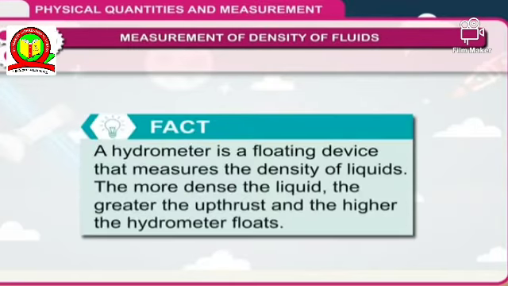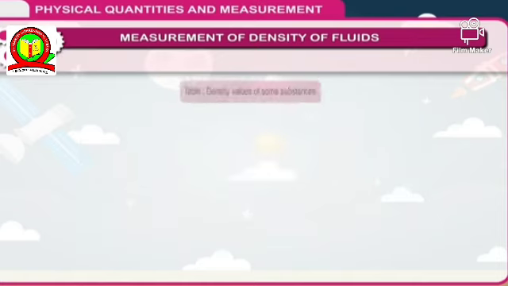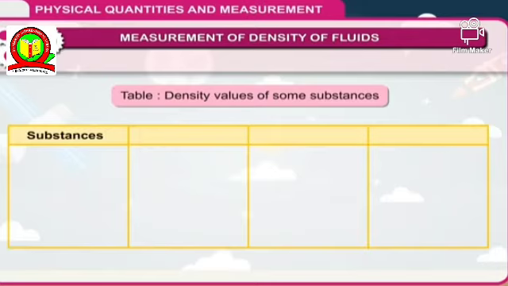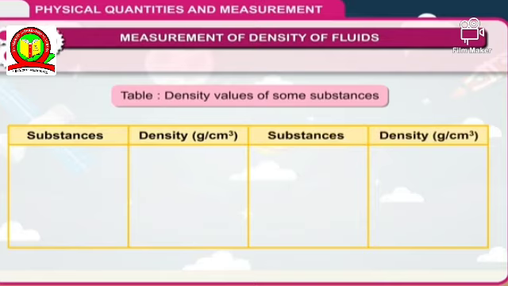Fact: a hydrometer is a floating device that measures the density of liquids. The more dense the liquid, the greater the upthrust and the higher the hydrometer floats. Table: density values of substances. Substances, density, gram per centimeter cube.